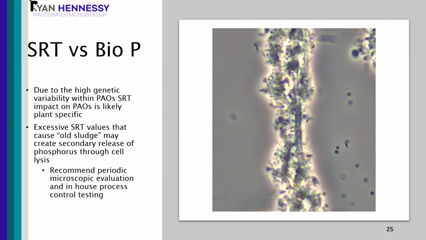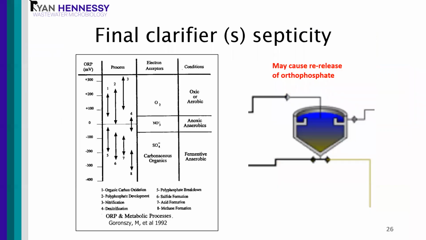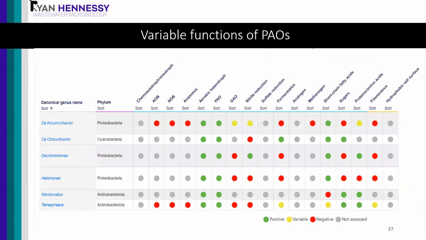If the SRT values are excessive, if the sludge is too old, that can create a secondary release of phosphorus. When the bugs die, they're going to re-release orthophosphate through cell lysis. So if the sludge becomes too old, you might be doing good on the front end, but on the back end of the system, they're dying and it's re-releasing phosphorus. Additionally, if the sludge sits in the final clarifier for too long and that ORP value becomes low enough, you can also get a re-release of orthophosphate. So those are all different things to check.